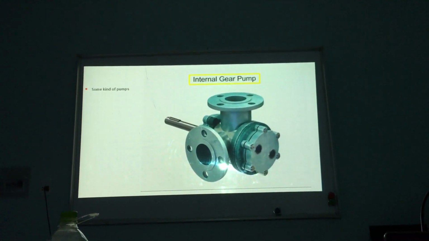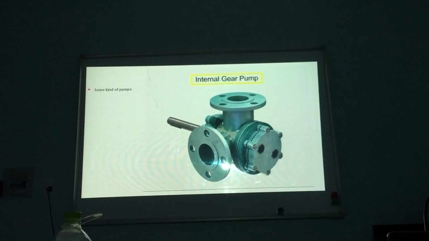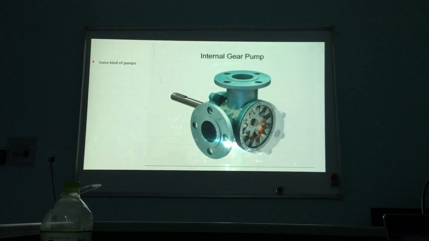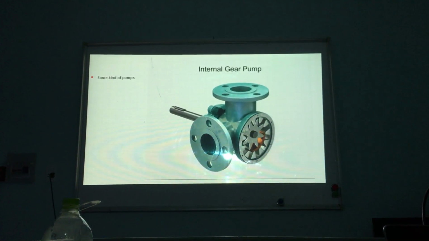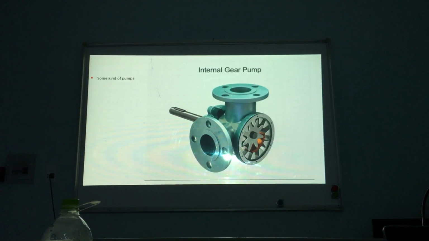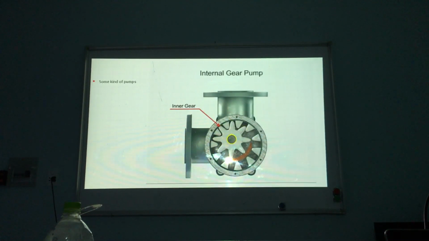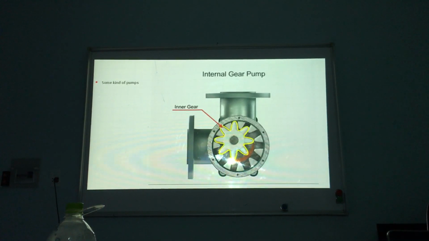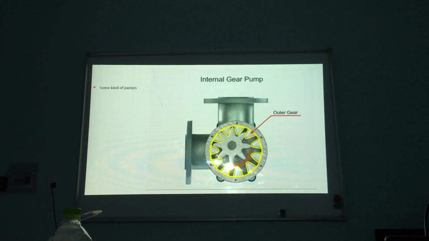And we go to internal gear pumps. Internal gear pumps are exceptionally versatile. This type of pump has one inner gear, which has a shaft driven by a motor and has teeth that protrude outward. The outer gear has teeth that protrude inward toward the center of the pump.